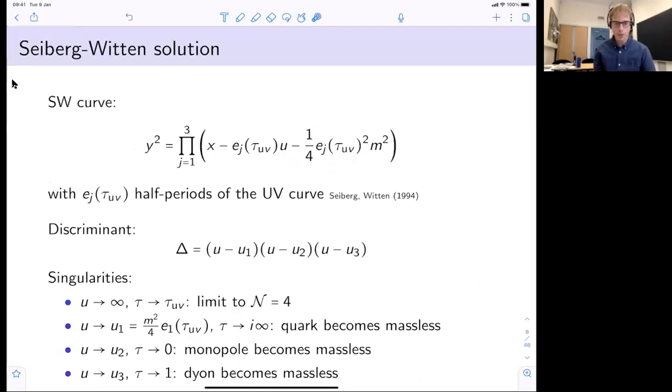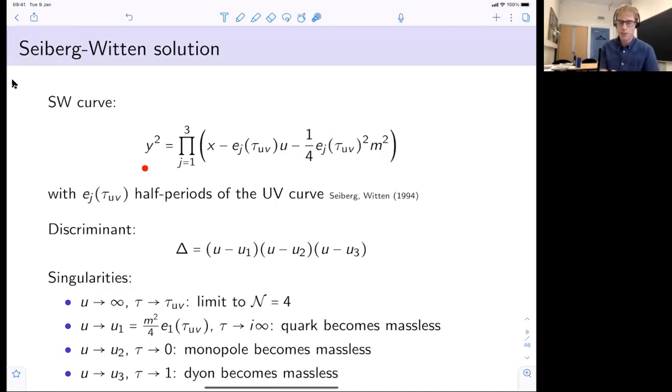An important development was in the 90s when Seiberg and Witten wrote down for a number of theories the so-called Seiberg-Witten solution, which provided a solution to the low energy effective action, including all the non-perturbative effects. And for this N=2* theory, that solution takes the following form.